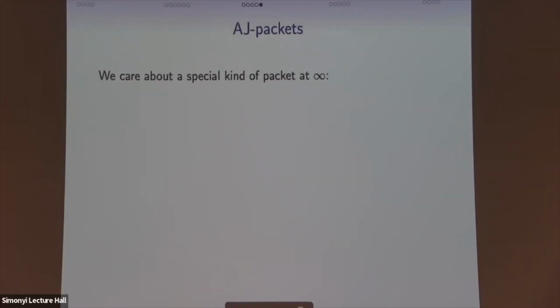Okay, so finally, we need to talk about a special kind of packet at infinity. Our representations at infinity are special. They're cohomological representations, so they lie inside special kinds of packets. These special packets are called Adams-Johnson packets.